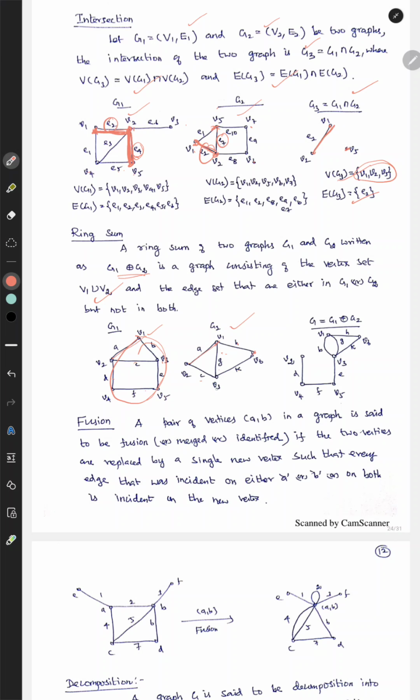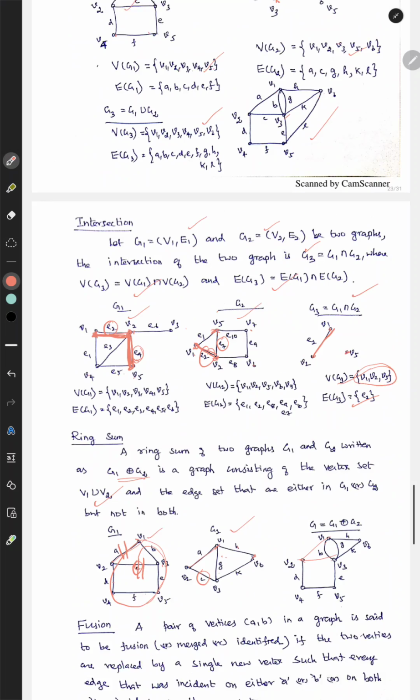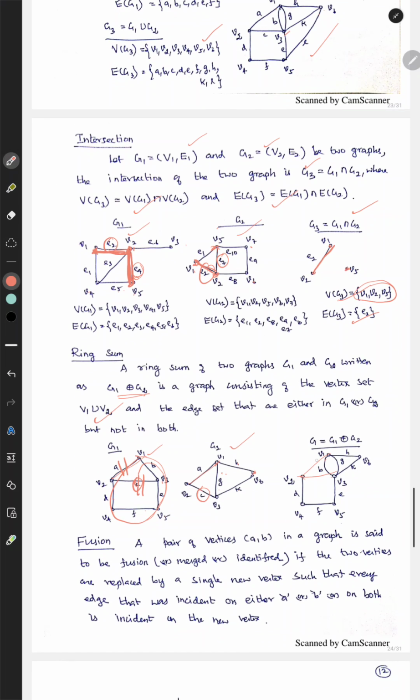HK, and yes, C is there. C is there here, and C is here as well. So this edge also won't be there. So the only edges you will not include are A and C. All the other edges are either in G1 or in G2. Basically, you are taking G1 union G2 and removing the common edges. So these two edges you have removed from G1 union G2, and you obtain this one. That gives you the ring sum.